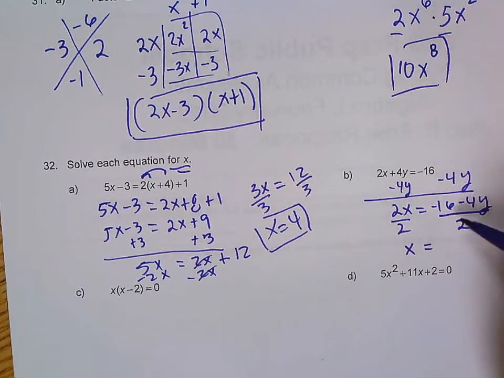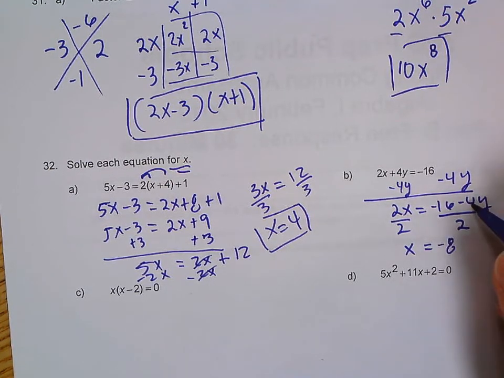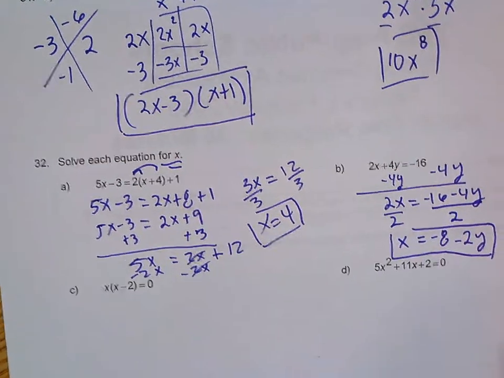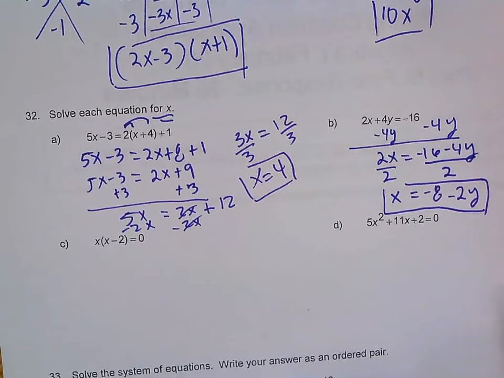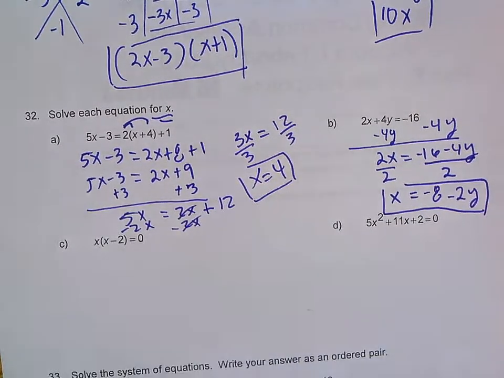And then I can divide everything by 2. Remember to simplify if possible. Negative 16 divided by 2 is negative 8. Negative 4y divided by 2 is negative 2y. So that's it.